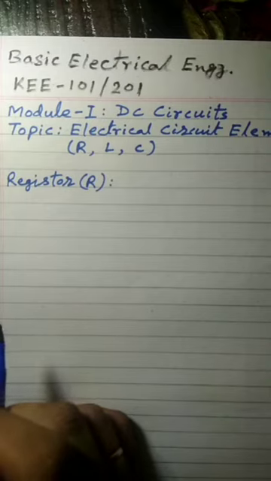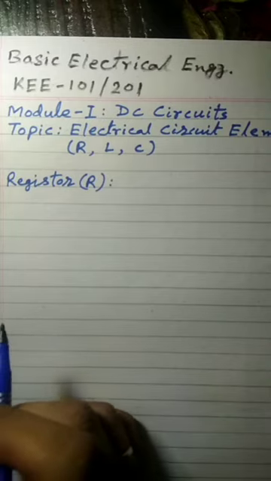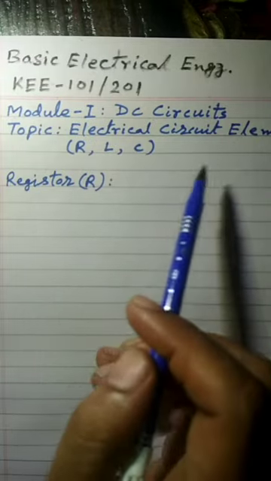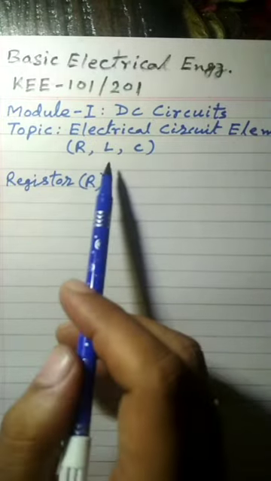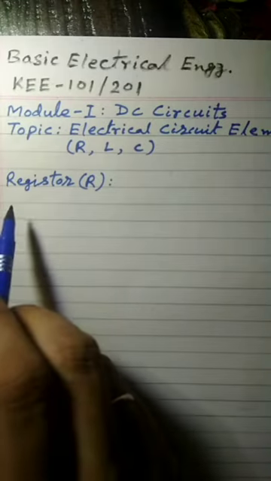Hello and welcome to Basic Electrical Engineering. Today we'll start the first module, that is DC circuits. The topic is the electrical circuit elements: resistance, inductance and capacitance. So first we will start with resistance.